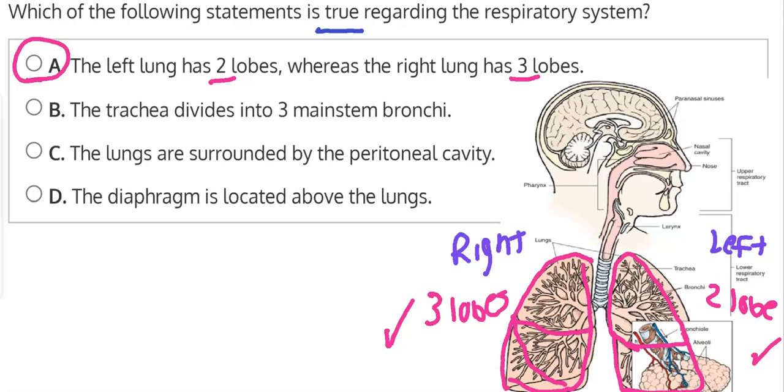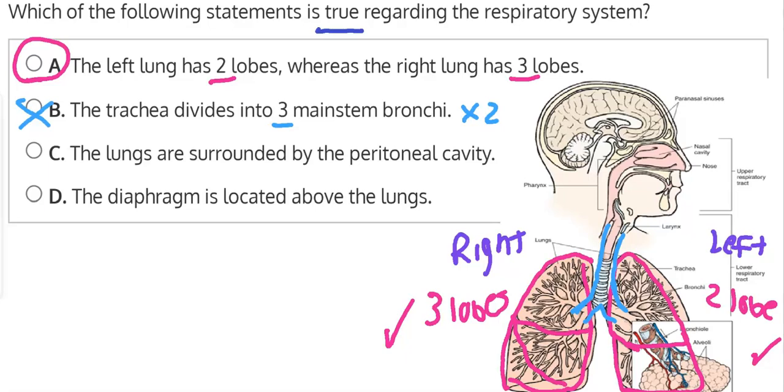Let's go through the other choices as well, though. Option B says the trachea divides into 3 main stem bronchi. So looking at the diagram here, this is our trachea where our throat is there, and it divides into 2 bronchi, 1 going into each lung. So we know that option B would be incorrect. It says 3 main bronchi. It should really be 2. So we could eliminate option B.